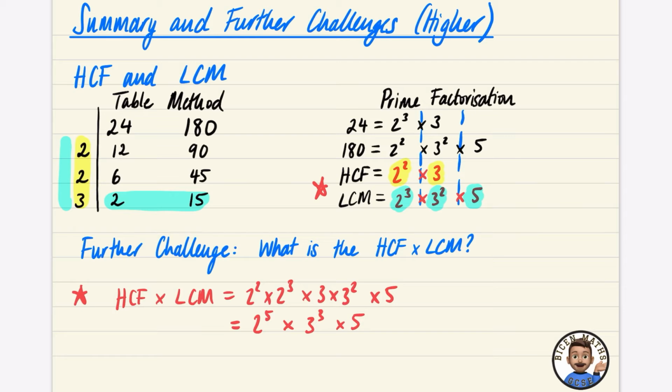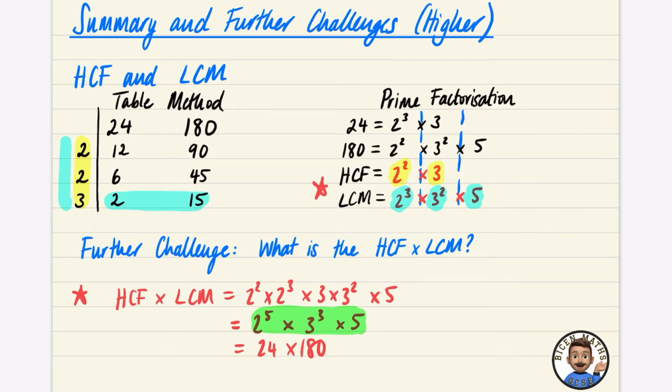Well, I'm wondering if you can spot, what do you think this is related to with these original numbers? Well, I think you can see it here actually. 2 cubed and 2 squared, 2 to the power of 5. 3 and 3 squared, 3 cubed, and then the 5. If you multiply these two numbers together, the 24 and the 180, you get this. So you actually get 24 times 180. This is going to be true of all the numbers.